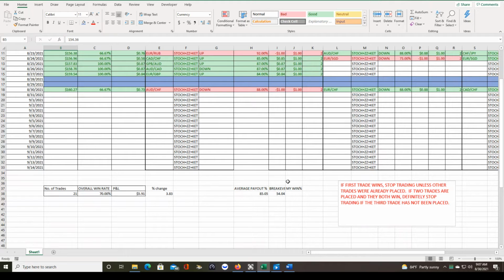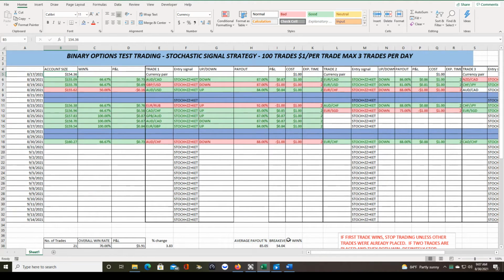But you really want to stay, I guess, as far away from that break-even win rate as possible with these binary options. So anyway, that's it. If you have any questions about this, let me know. I'm just testing this out at the moment with this $1.